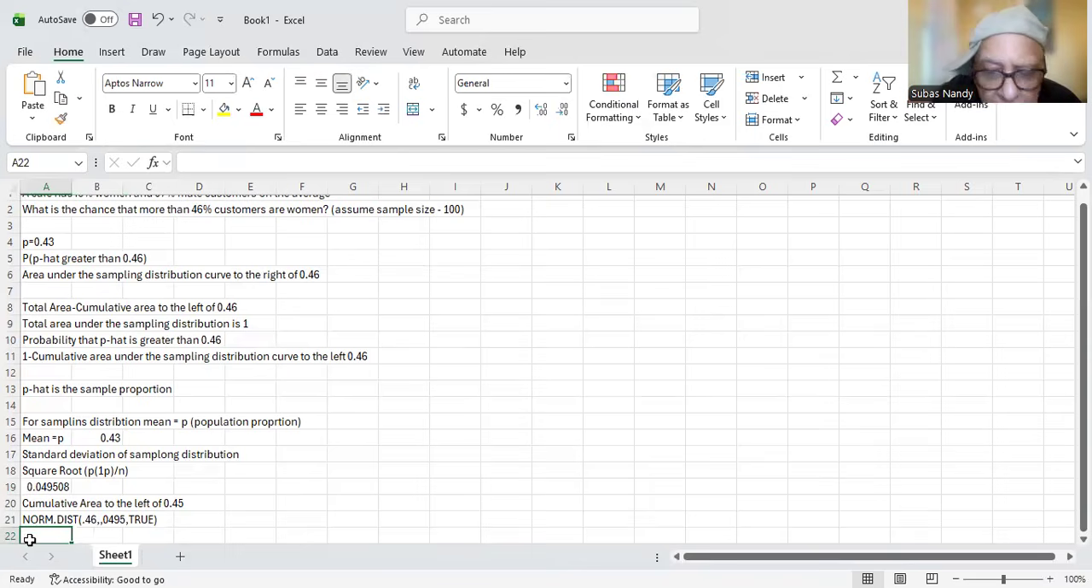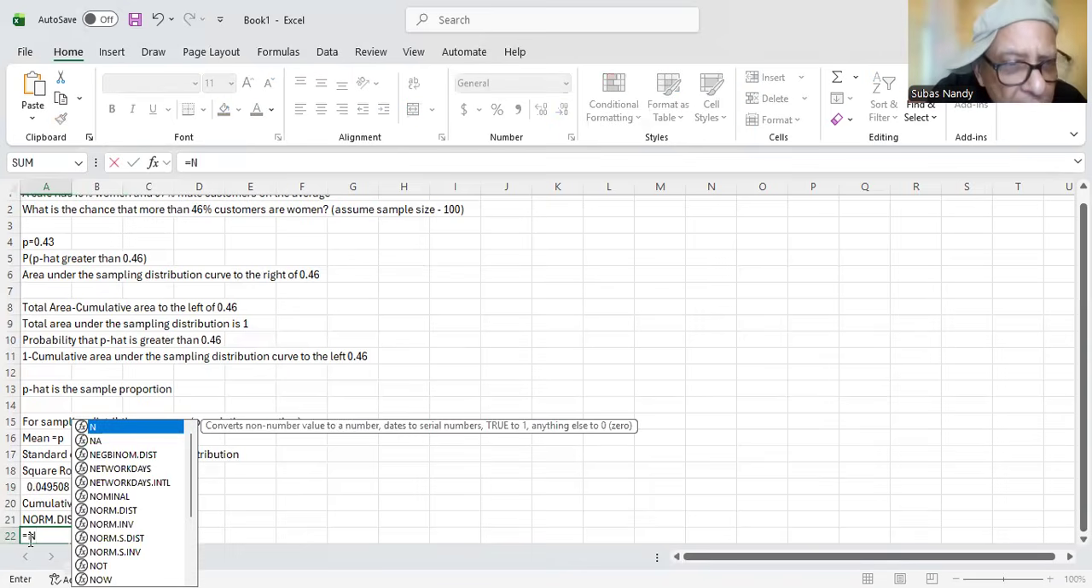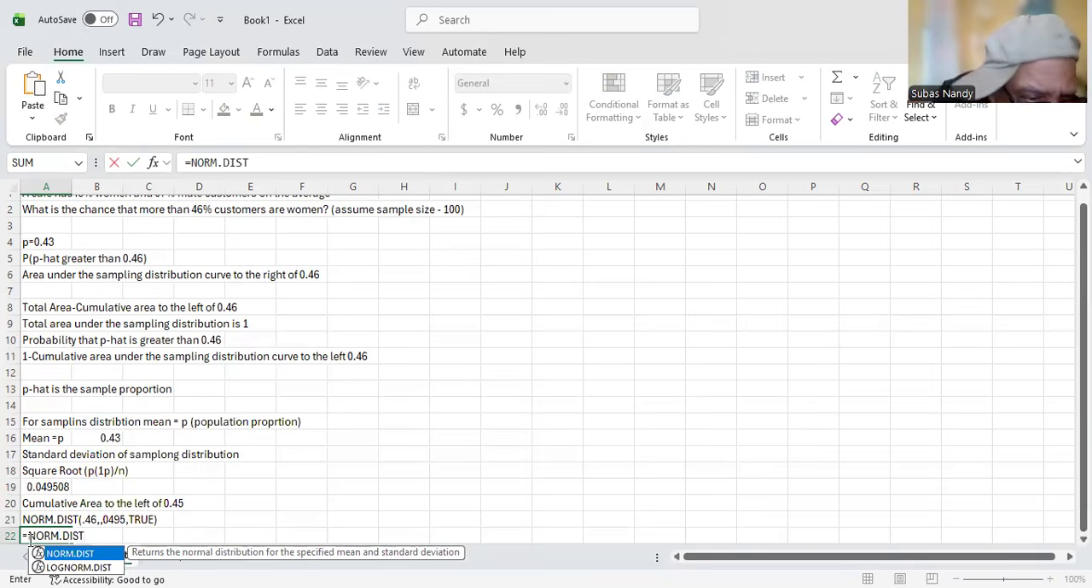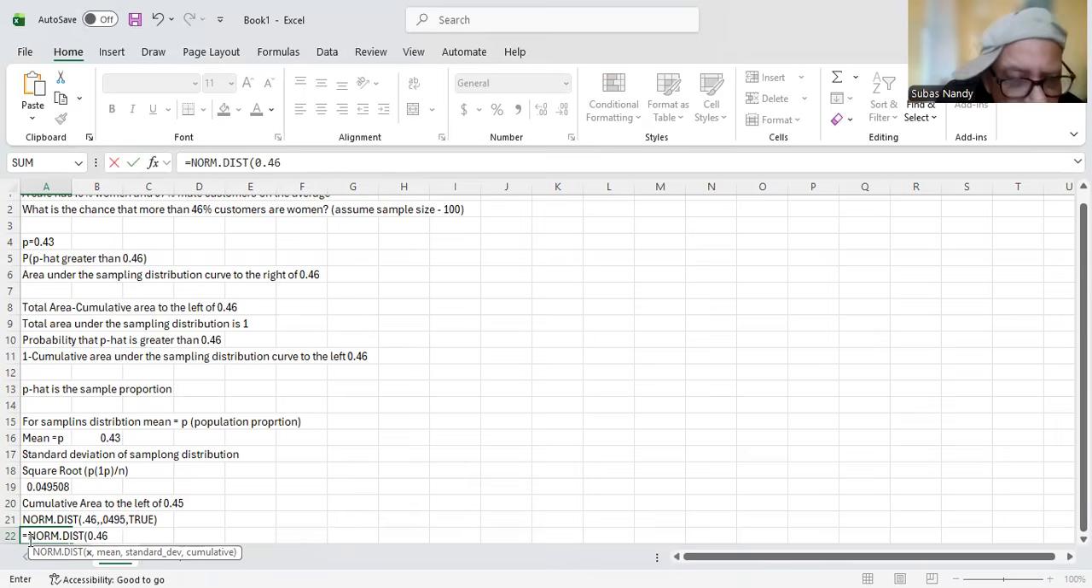Equal to NORM, normal for normal, then dot dist. Okay, what does it want? It wants the x value up to which you are calculating, which is 0.46. Then it wants the mean. The mean is 0.43. I forgot that.